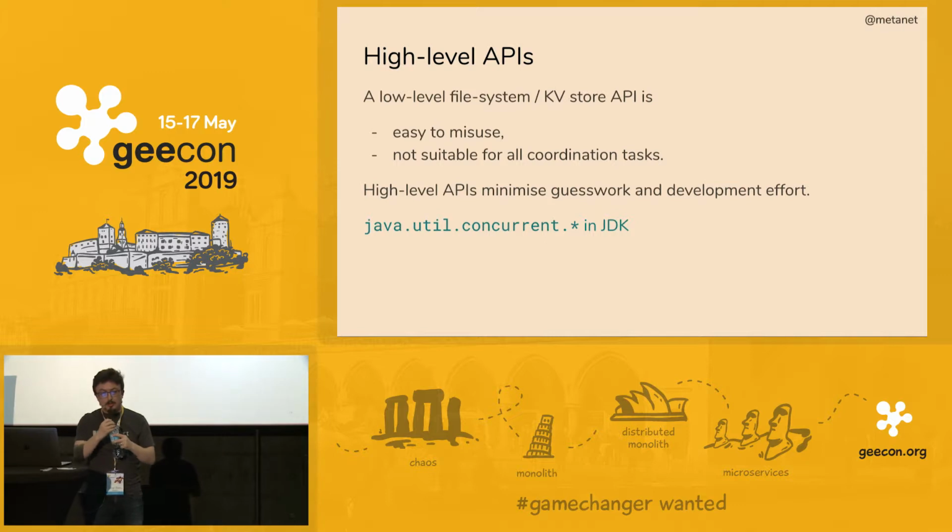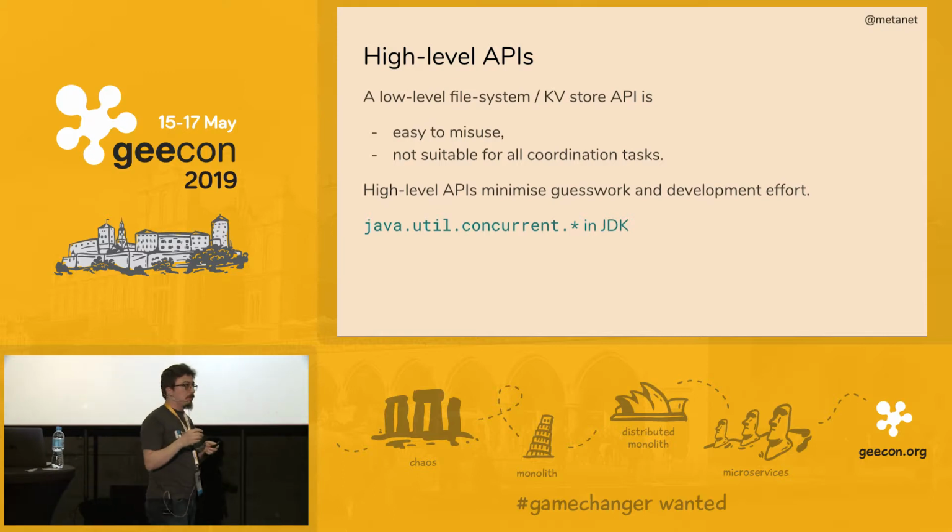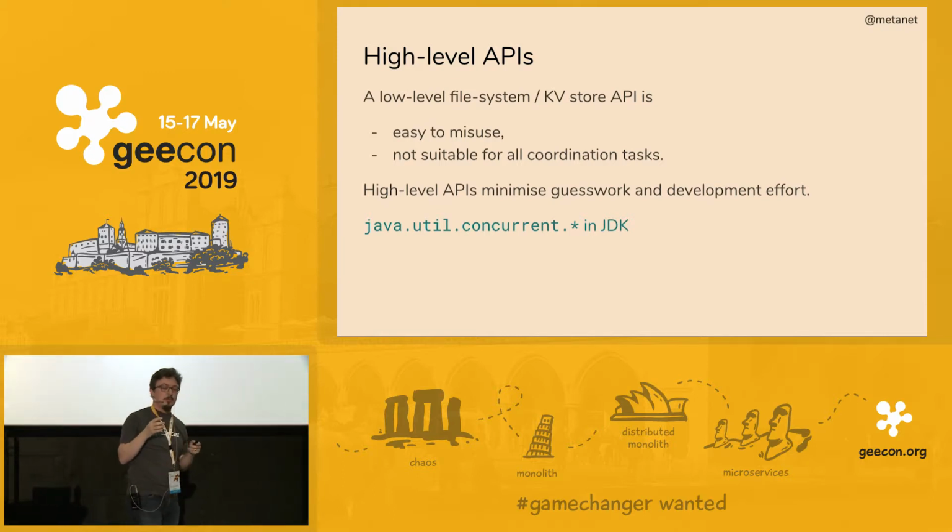So it goes without saying that all of these systems are very successful, and they empower many mission-critical software projects. But I think their approach is suboptimal in terms of their API, because they all offer some sort of a key value store API, and this API seems to me a low-level API. So it is easy to misuse, and it is not suitable for all coordination tasks, because we still need to build our own primitives on top of it to implement our scenarios. So because of that, I think we need high-level APIs that will hide all of these complexities and also minimize all the guesswork and development effort for us.